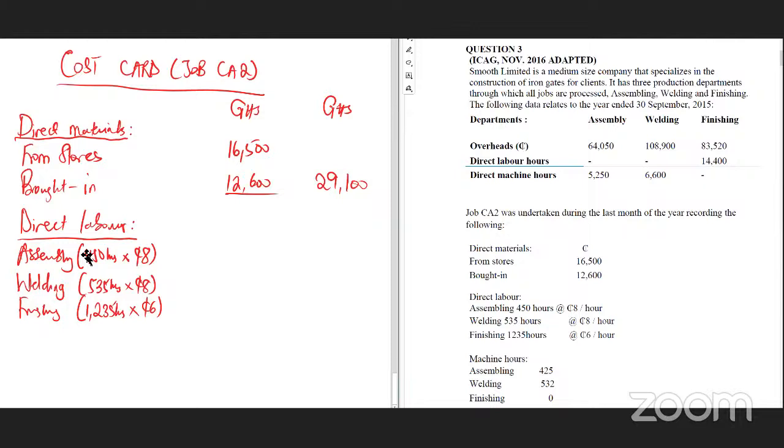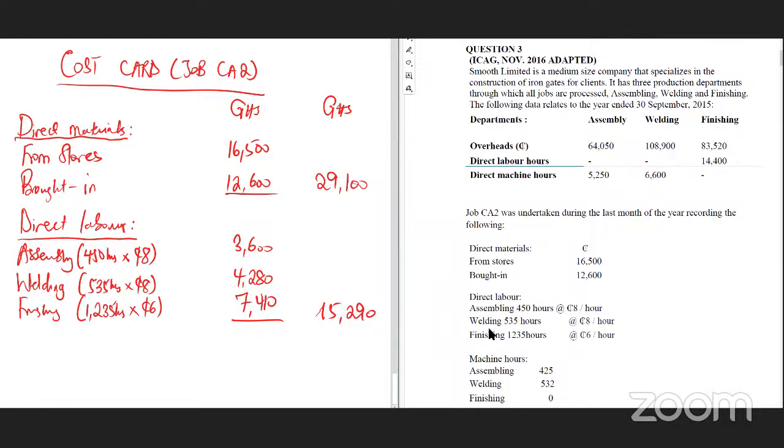So 450 at 8, these guys end up with 3,600. You have 535 at 8, end up with 4,280. Then we have 1,235 at 6 CDs, we end up paying them 7,410. Now, if we put it together, we have 3,600 plus 4,280 plus 7,410, not so? We have 15,290. Okay, so we now have our labor cost.